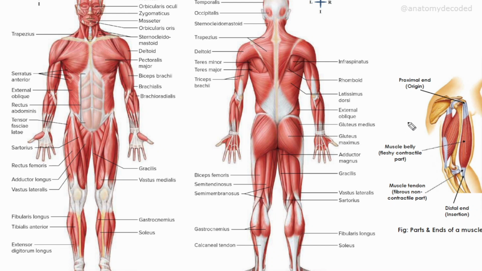When you study individual muscles, you'll be learning in detail under these headings: the proximal end or the origin of a muscle, the distal end or insertion of that muscle, the nerve which supplies that muscle, and what actions it produces. Okay, actions of the muscles. All these headings are the basic headings for learning a muscle.